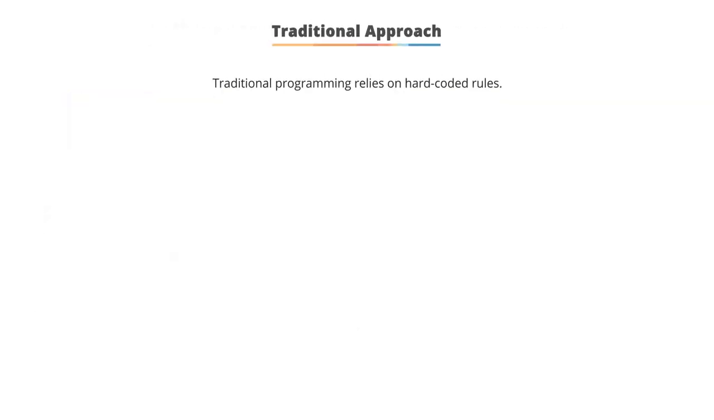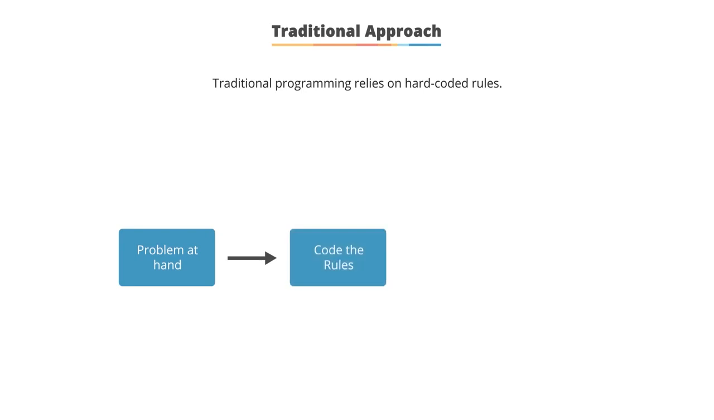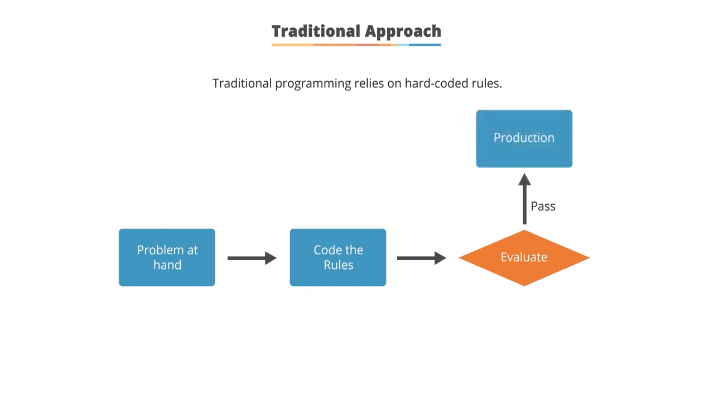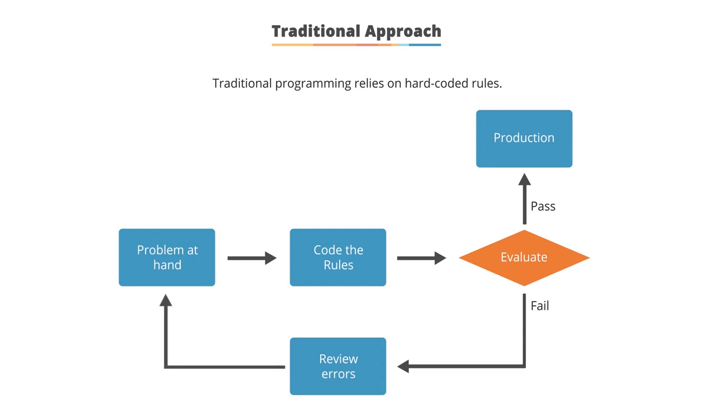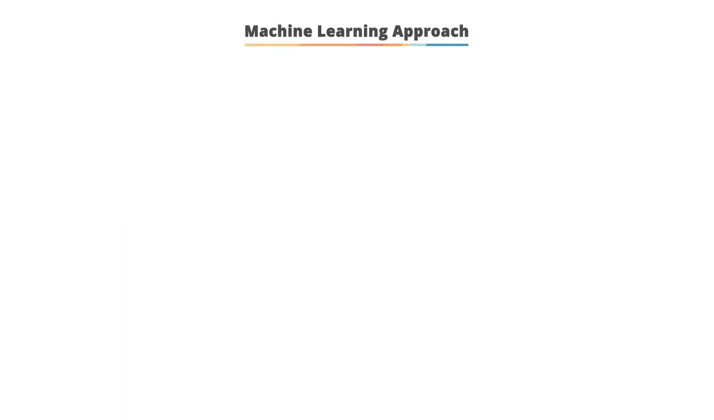Now let's first understand the traditional programming approach. Traditionally, you would hard code the decision rules for a problem at hand, evaluate the results of the program, and if the results were satisfactory, the program would be deployed in production. If the results were not as expected, one would review the errors, change the program, and evaluate it again. This iterative process continues till one gets the expected result. What is the machine learning approach?